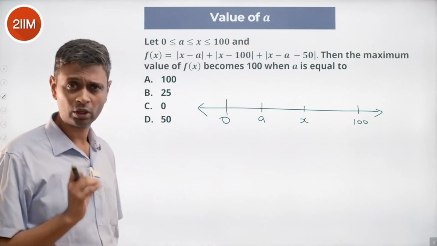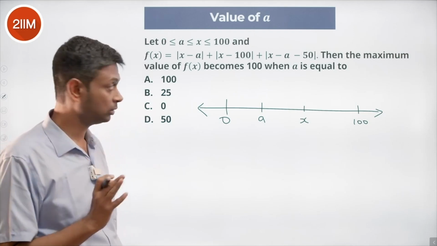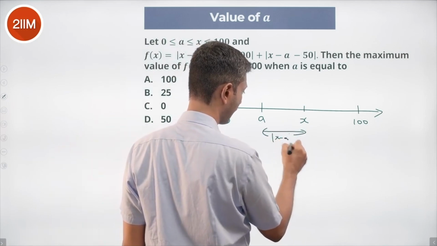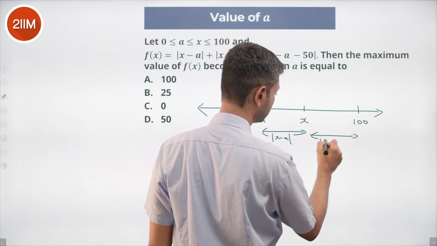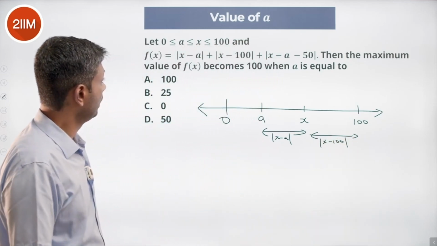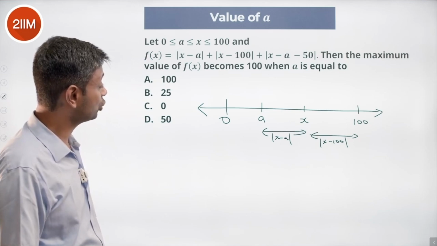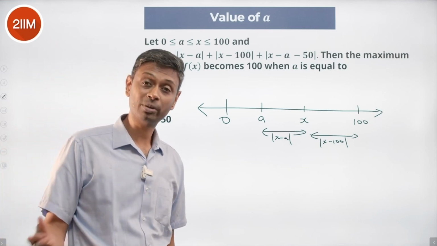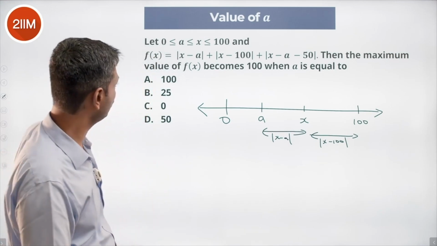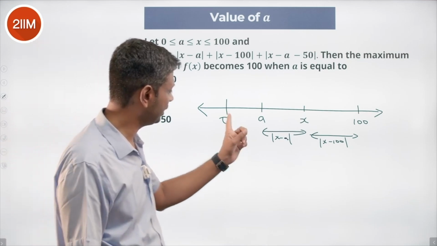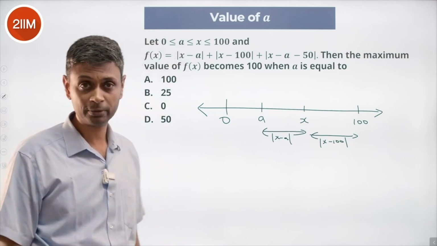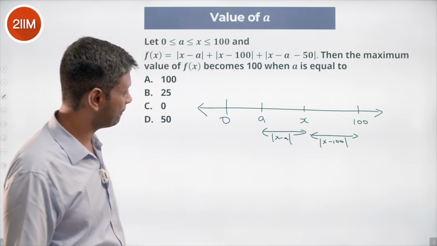So first of all, the maximum value possible in this function: this is modulus of x minus a, this is modulus of x minus 100 or 100 minus x, either way it won't matter. And then modulus of x minus (a plus 50). From x we are subtracting a plus 50. And so this is the function. F of x is modulus of x minus a plus modulus of 100 minus x plus modulus of x minus a minus 50. When will this be maximum?